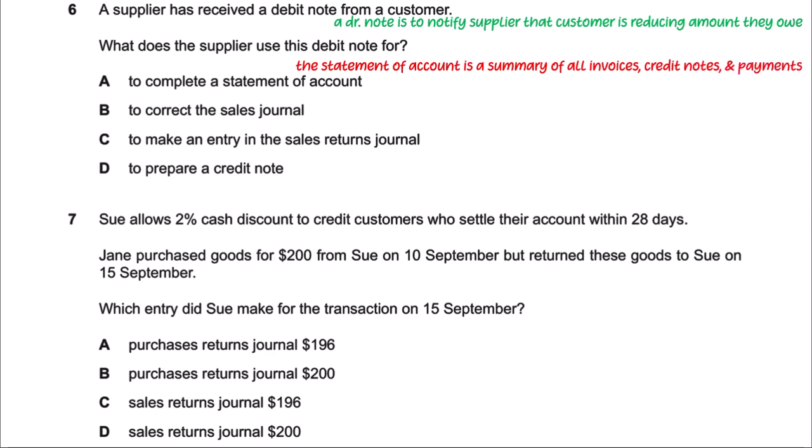Option B is written: to correct the sales journal. A debit note is not used to correct the sales journal. This use is also incorrect.